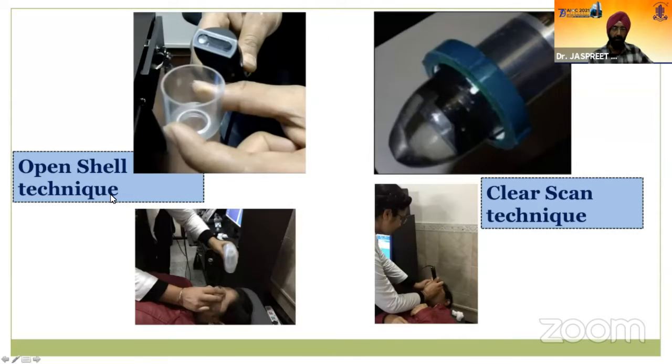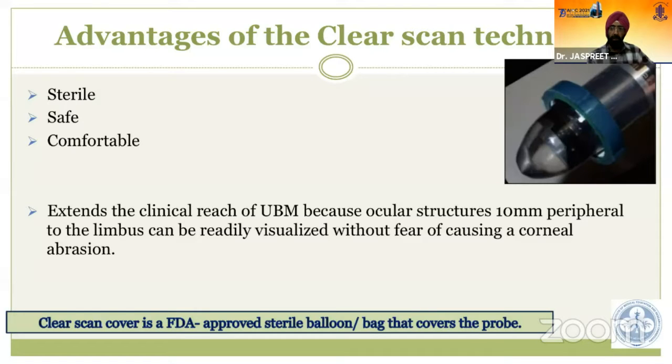So these are the two ways it could be done. The earlier way was like an immersion scan. You have a cup here, you fill up fluid, and you have the probe going inside. But now you have a clear scan technique where you have a sleeve which goes onto the probe, and you have fluid in that. You have a wider view, and it's more comfortable for the patient. The advantages of this clear scan technique are it's sterile, it's safe, it's comfortable, and it's quick.